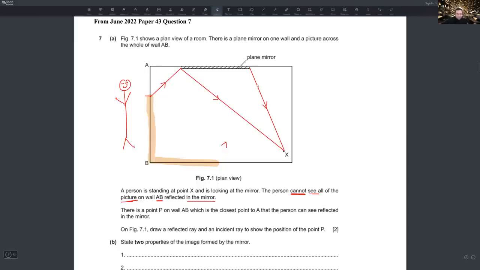I don't want this one. So what will I do? I'll draw a ray from X to this end, the closest point to A on the mirror, and draw its reflection. And mark this point. He said this point is P and to label it P. So I'm just going to mark this point and call it P.